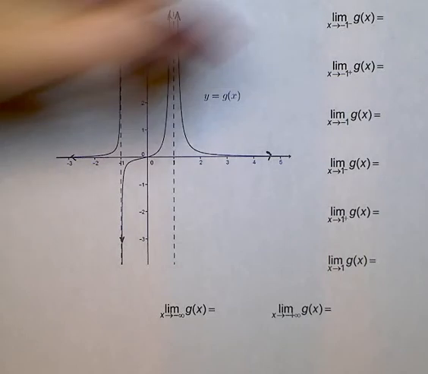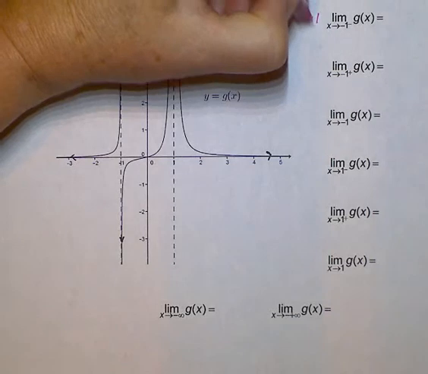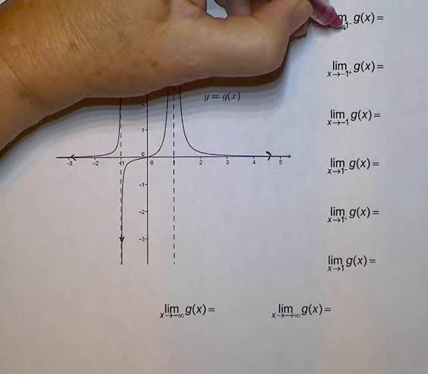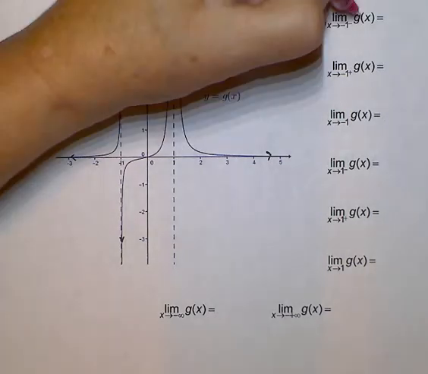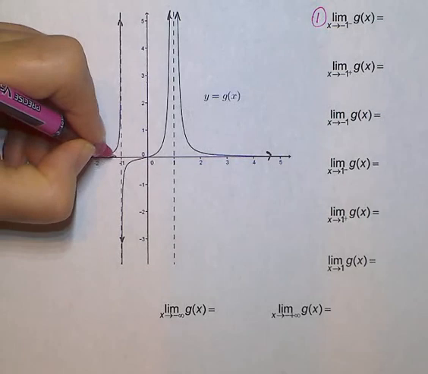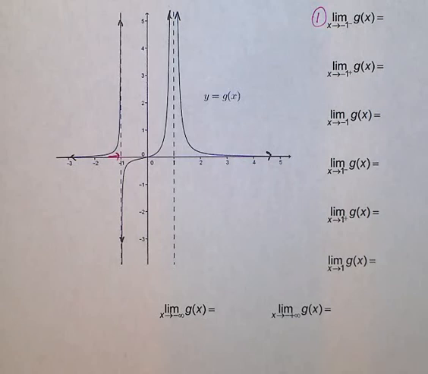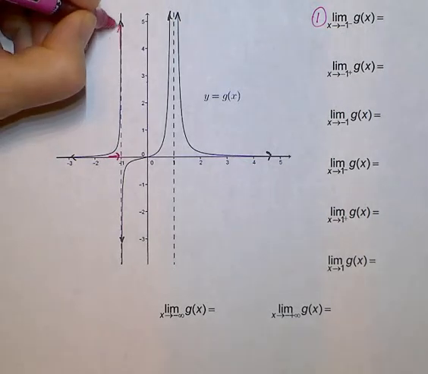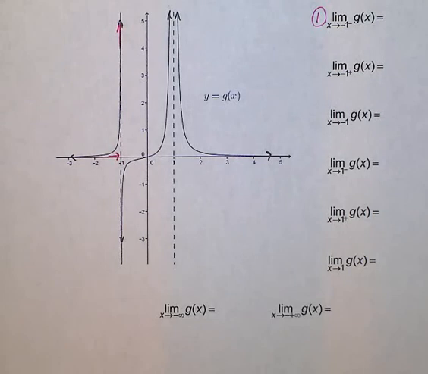And our first question is, what is the limit as x approaches -1 from the left of g of x? What's happening to these y values as our x's get closer and closer to -1 coming in from the left-hand side? Well, we see from this part of our graph that those y's are getting taller and taller, bigger and bigger, going up towards positive infinity. This limit does not exist.